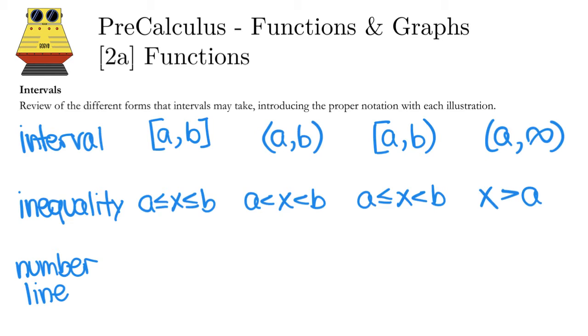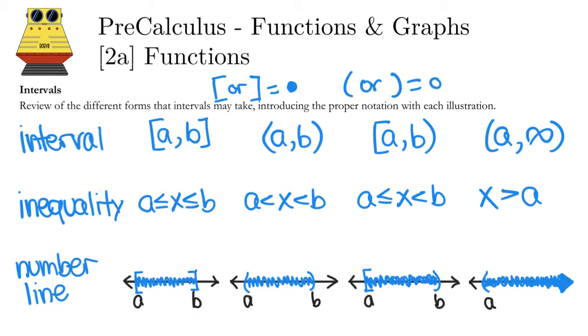Here are the inequalities. What I want you to notice is that a bracket means inclusive and a parenthesis means exclusive. For students who are familiar with open holes and closed holes, a bracket is equivalent to a closed hole and a parenthesis is equivalent to an open hole. Finally, here are the pictures of the number lines. When infinity is involved, that's called an unbounded interval. And when you don't see an infinity or a negative infinity, that's called bounded.